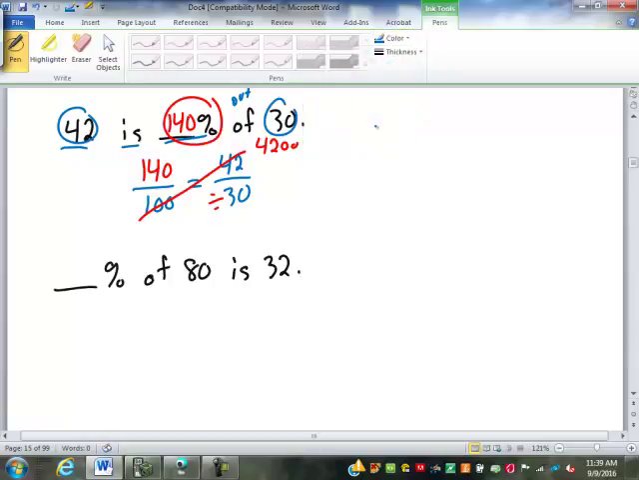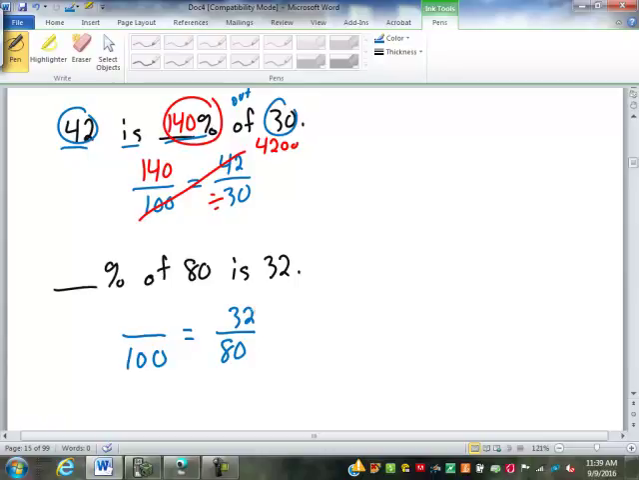So here we have blank percent of 80 is 32. Once again, I'm missing the percent. I'm still going to start setting up my problem with the percent by just doing blank over 100. Now I've got the 80 and 32. Which one goes on bottom? 80. It's often easier for me to find the one that goes on bottom because you're thinking of out of, and the wording usually gives that away. 32 goes on top.